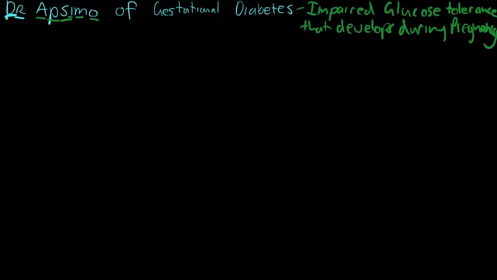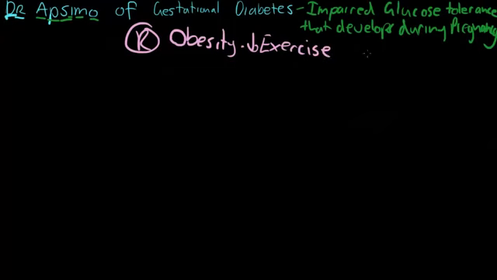So now risk factors. I'll do a big R here. The big one is obesity. Also have low exercise, past history of having a big baby. I'll just write a big bub. Certain family history of diabetes.